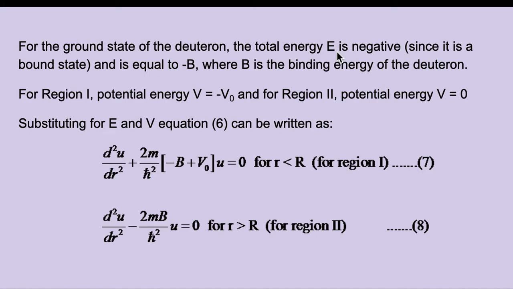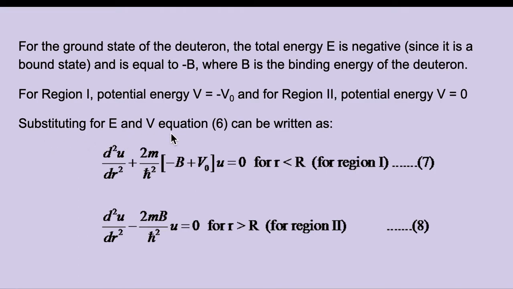In a similar way, here also our energy will be negative, and that energy will be equal to the binding energy of that state. So if you represent the binding energy with B, our energy we can write as minus B. That negative sign implies that it is a bound system. And for the region first, our potential energy V equals minus V0, and for the second region, potential energy V equals 0. The regions are familiar to us. Small r less than capital R is the first region, small r greater than capital R is the second region.